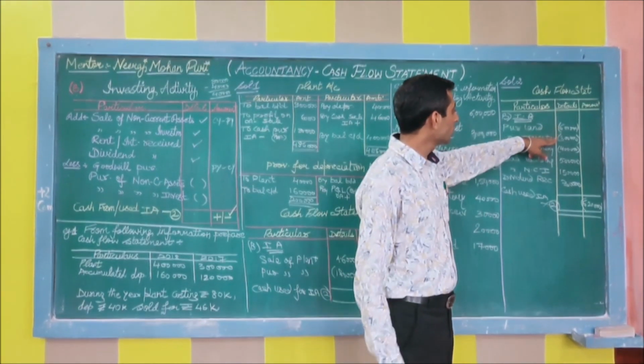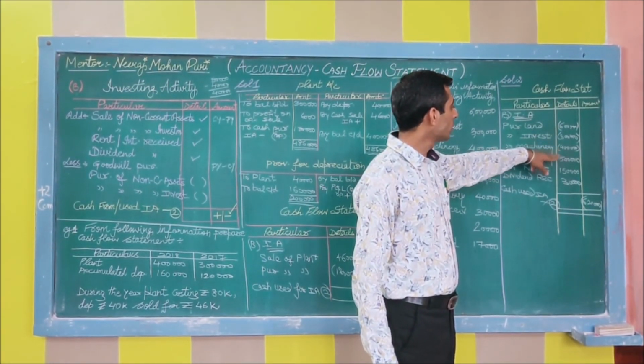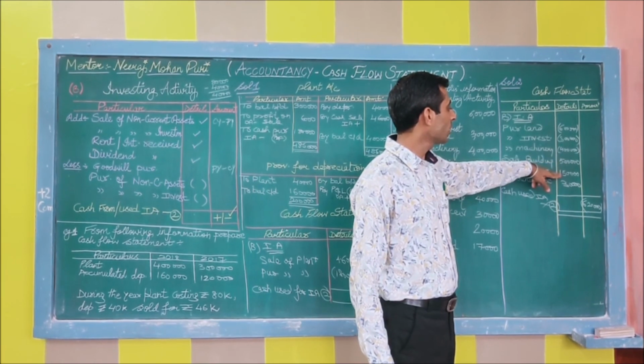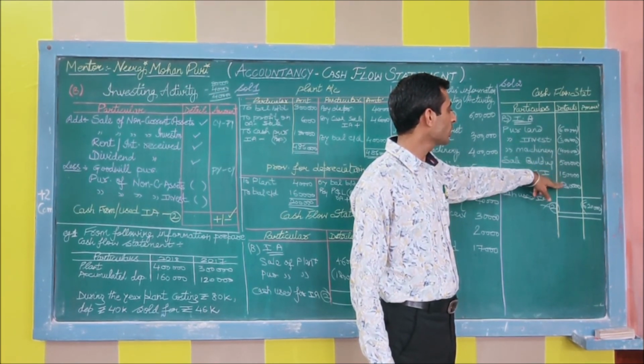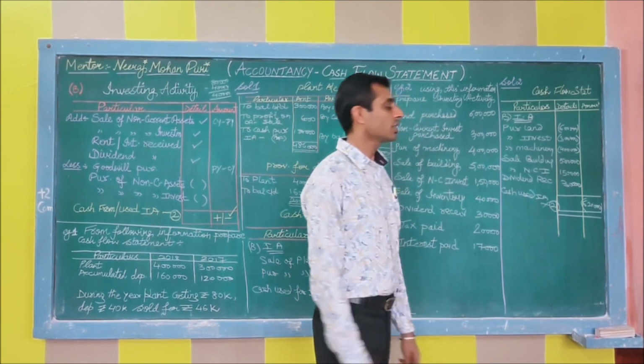Once again: 6 plus 4 is 10 and 3 is 13. 13 minus 5 is 8. 8 minus 1.5 is 6.5. 6.5 minus 0.3 is 6.2.